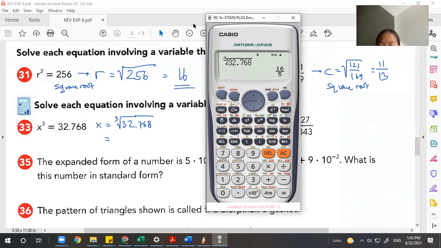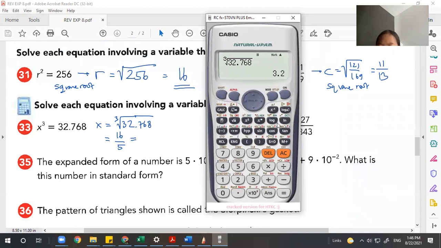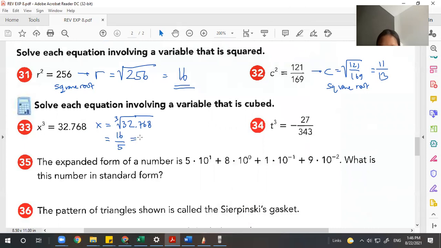Okay, 16 over 5. No need to change it to any kind of decimals anymore. If you want to change into decimal, no problem. What is the decimal answer for this one? You press SD again, and it's 3.2. SD means we change standard to decimal, decimal to standard. Standard means fraction.